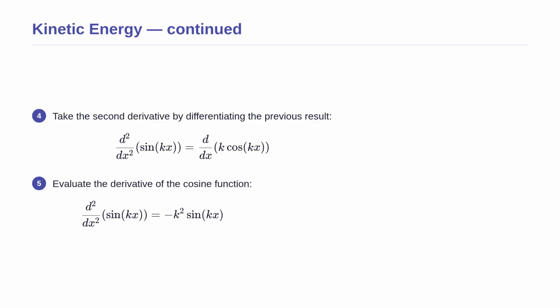The derivative of the cosine function is negative sine. Once again, the chain rule applies, and another constant k is pulled out to the front. This gives us negative k squared times sine of kx. Notice that by taking the second derivative, we have successfully returned to our original sine wave function, just multiplied by a negative constant. This confirms that we are on the right track to finding our eigenvalue.